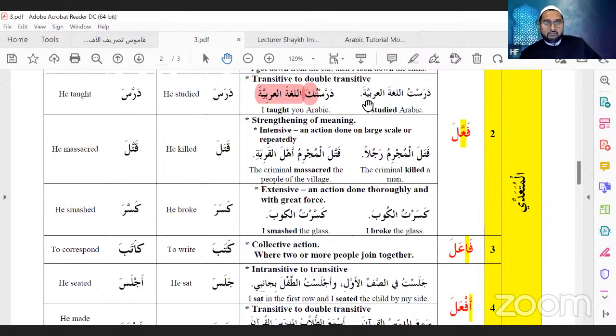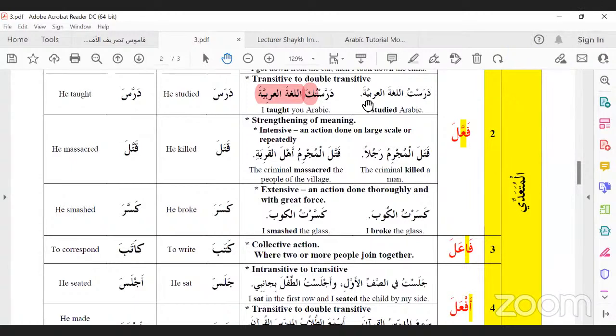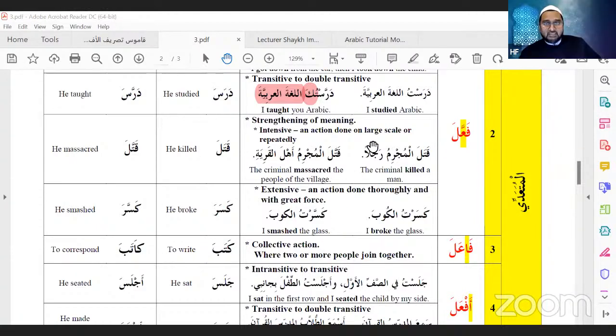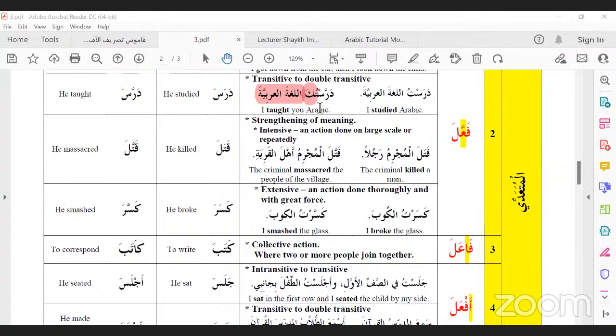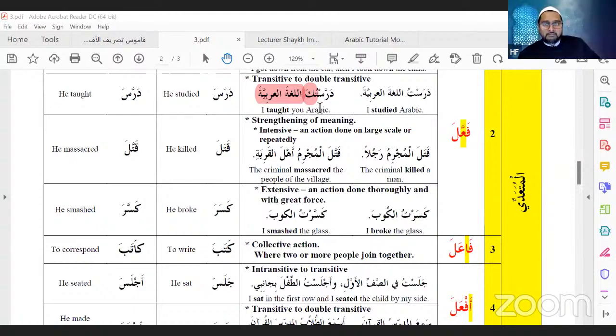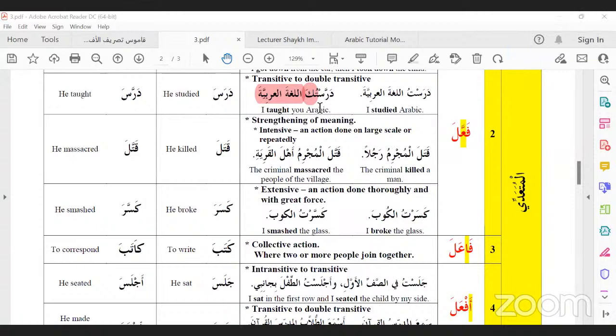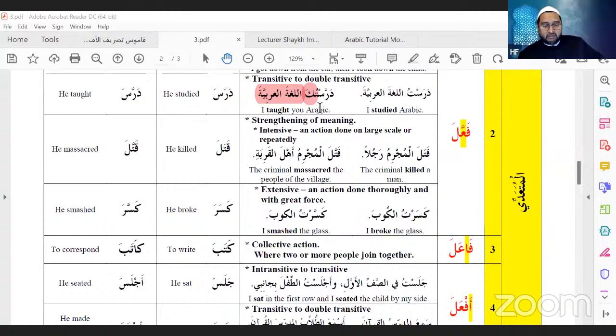Is that clear? Yes. Sheikh, can I ask a question about the doubly transitive? So darasa, he studied, is already a transitive verb? Yes, darasa is already a transitive verb, and now it's become a double transitive verb. In the Arabic language, you sometimes have verbs which require more than one object. So if we say darasa al-lughat al-arabiyya, that is just a simple transitive verb used in a sentence. That's right. And it becomes doubly transitive when we use it as darastuka. Yes, that's right.